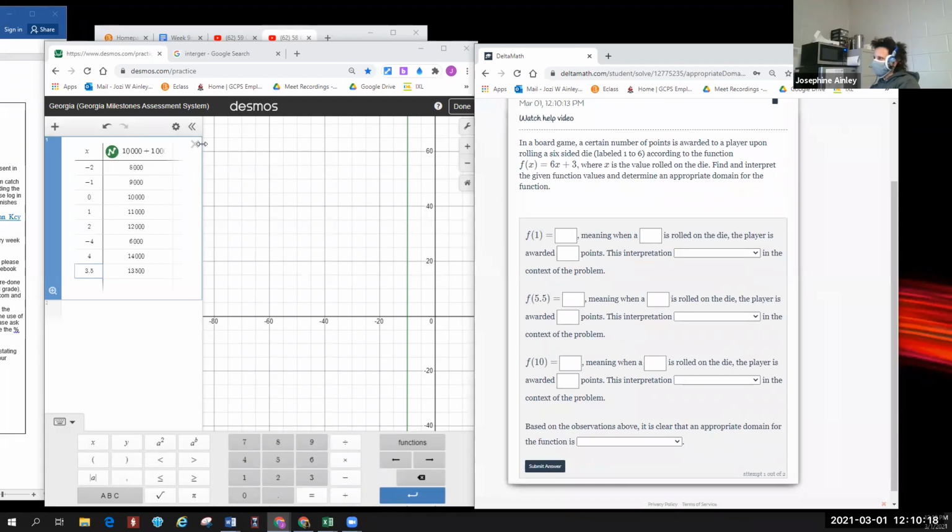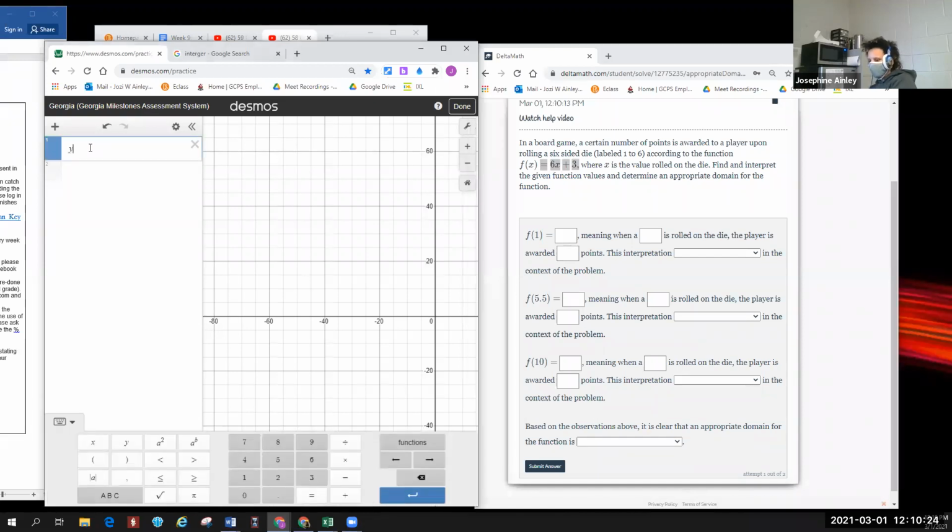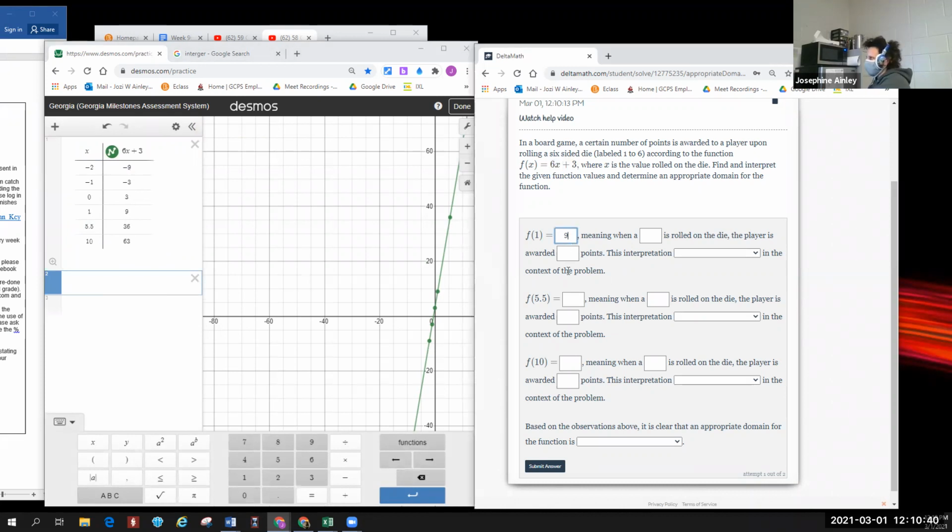I'll do another one, because I don't know how many examples you need. So copy and paste once again. Equals, make it a table so we can put in our values, and I'll put in 1. So I already have 1 there, 5.5, and 10. All right, so go ahead and put those answers in. So I've got a 9, 36, a 63. All right, so let's look at those numbers in terms of domain.